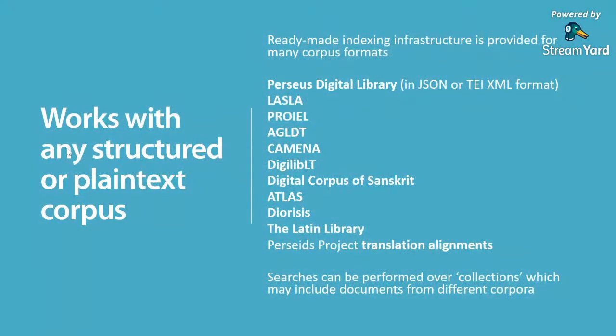As I have mentioned, Cylleneus is flexible enough to work with basically any corpus type, and infrastructure is already available for working with the corpora that I've listed here. And it's in fact easy to create an indexing pipeline for any other corpus, especially, I should say, by reusing code that has already been written. It can be modified slightly to adapt to the structure of another corpus type.